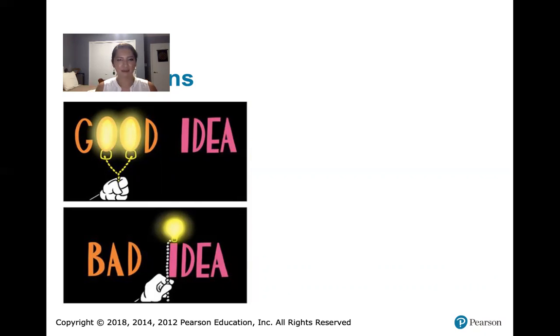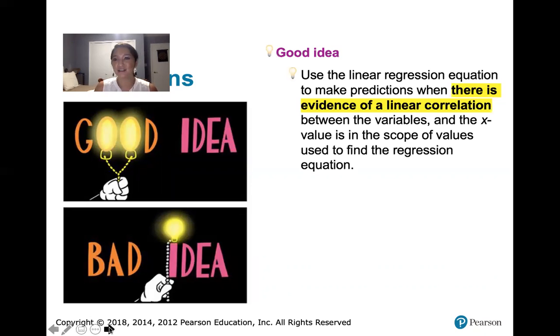And that's exactly what came to mind for me when I started thinking about using the regression equation, the equation of our regression line, to predict Y values. So it is a good idea to use the linear regression equation to make predictions of Y values when we have evidence of a linear correlation. Because if we have evidence of a linear correlation between the two variables, then we're saying that the Y values and the X values are related in some linear fashion. So it makes sense in that case to use the linear regression equation to predict Y values for given X values. Now there's one other qualifier.